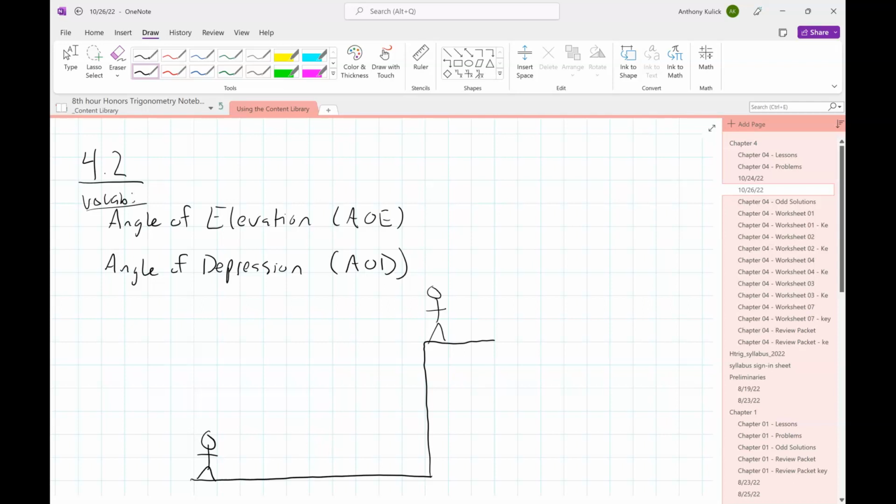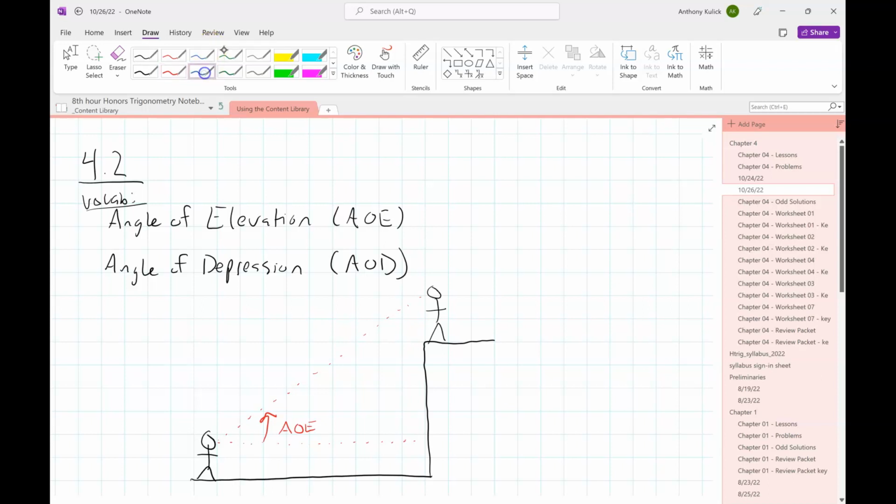If I'm the person on the ground, and I'm looking straight ahead, that's my line of sight, right? If I raise my eyes to look at the person up above, this would be the angle that's formed. If I take my line of sight and I look up, everybody agree with that? That's an angle of elevation. Everybody's cool with that?